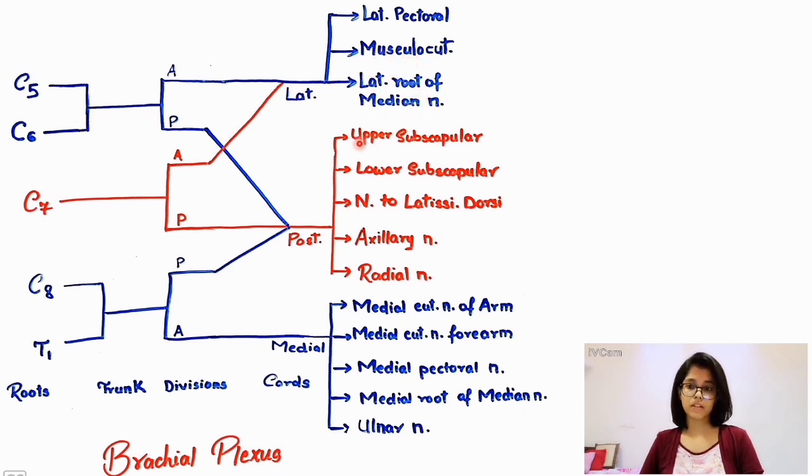Posterior cord gives five branches, mnemonic being ulnar, naming upper subscapular, lower subscapular, nerve to latissimus dorsi, axillary nerve, and the radial nerve. Medial cord again gives five branches, mnemonic being M for U, and those are medial cutaneous nerve of arm, the same of forearm, medial pectoral nerve, medial root of median nerve, and the ulnar nerve.